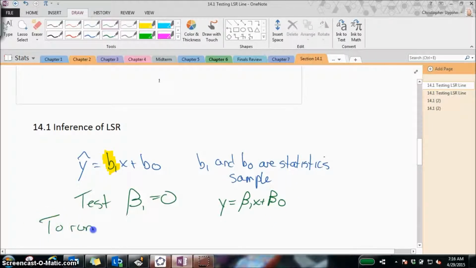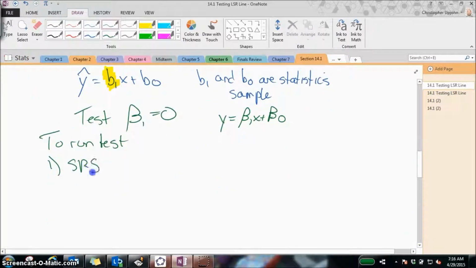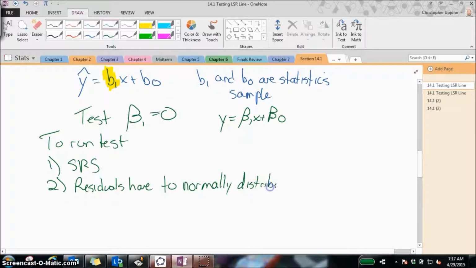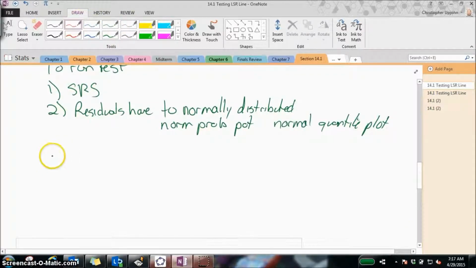Run the test. You need to do several things. First thing, just like always, simple random sample. And two, the residuals have to be normally distributed. So of course that's done by normal probability plot or normal quantile plot. Either one will work. We've done those before. So now, unlike last chapter, we have three different options. Two-tailed, we have left-tailed, and we have right-tailed.